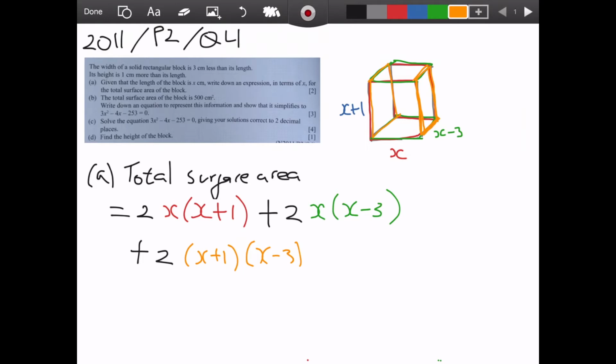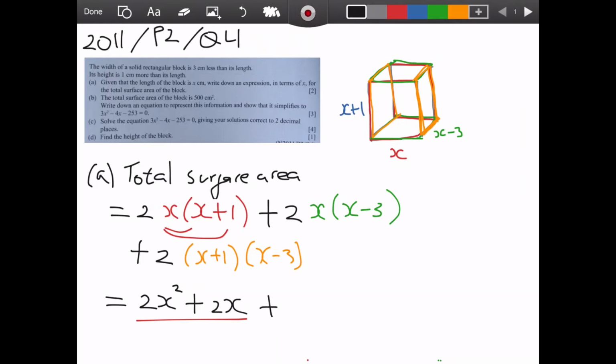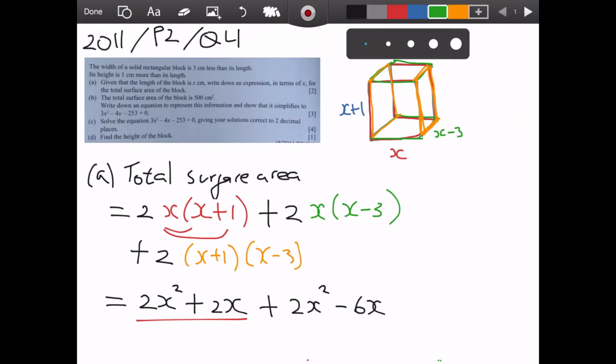Okay, so the question said write down the expression in terms of x for the total surface area of the block. Let's just expand it. This part will be 2x squared plus 2x, this is the red one. Then we add 2x squared minus 6x. So this is this side, 2x squared minus 6x.